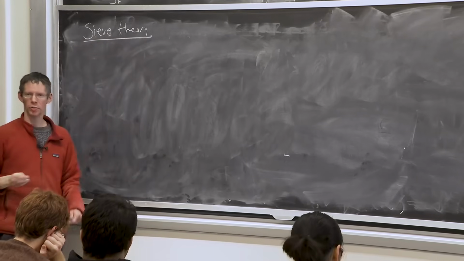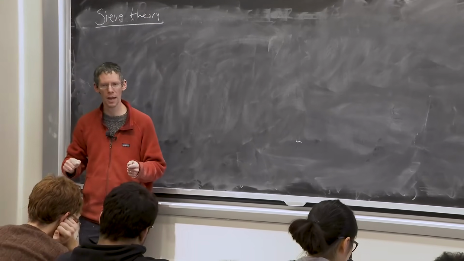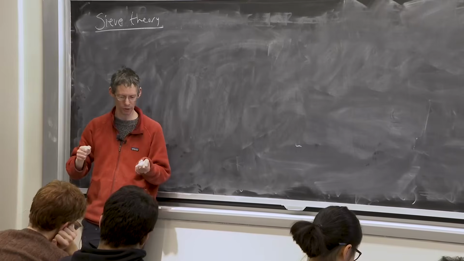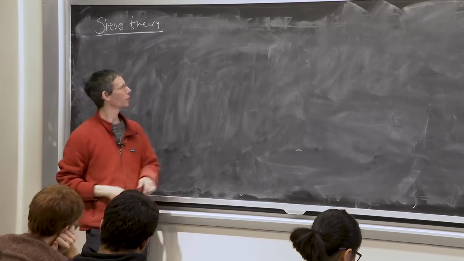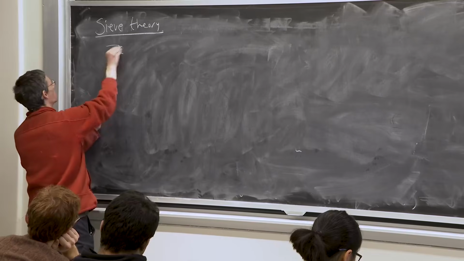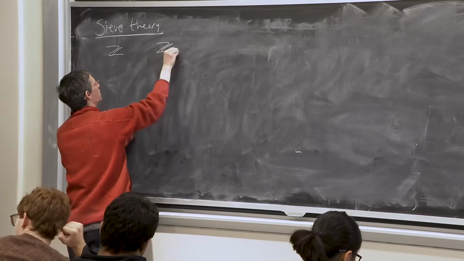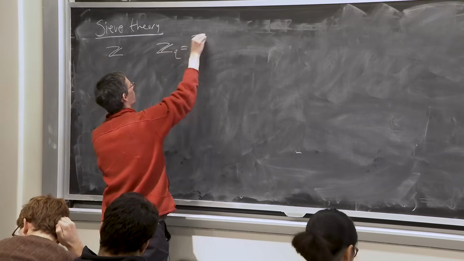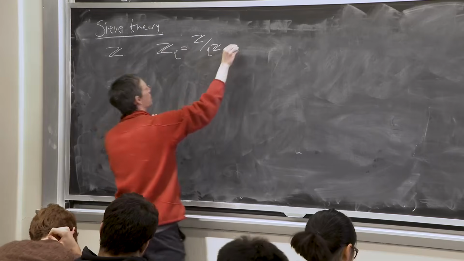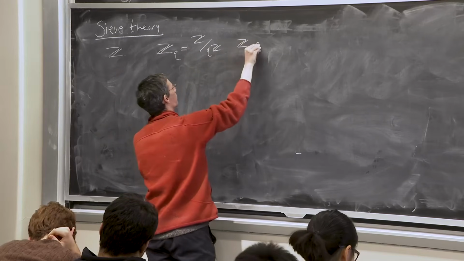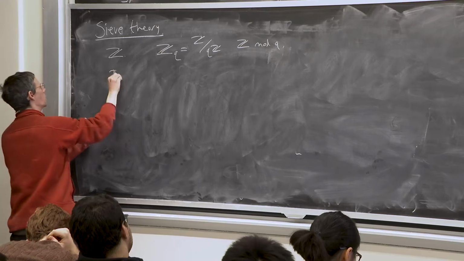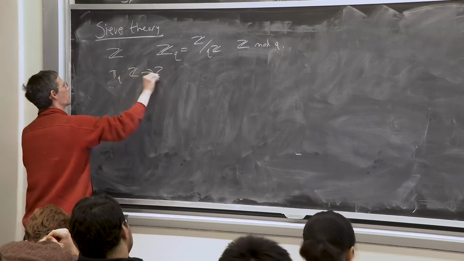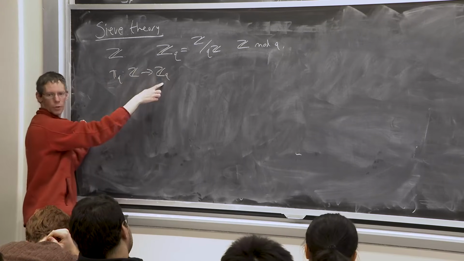So sieve theory takes place over the integers. And the main character in sieve theory is taking the integers and reducing them modulo q for different bases q. Z, of course, is the integers. I'm going to write Z_q for what some people write Z mod qZ. This is the integers modulo q. And there's a basic map, pi_q, from Z to Z_q, which takes an integer and reduces it modulo q.